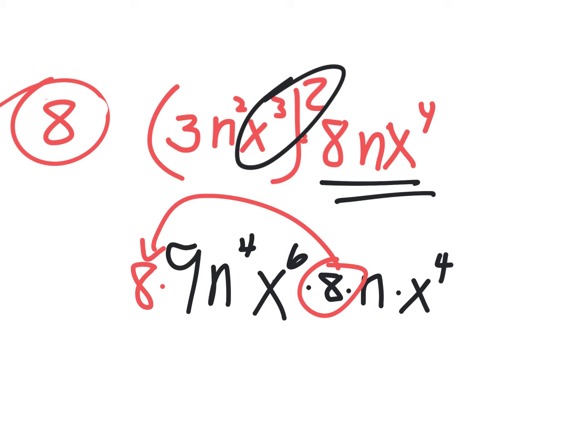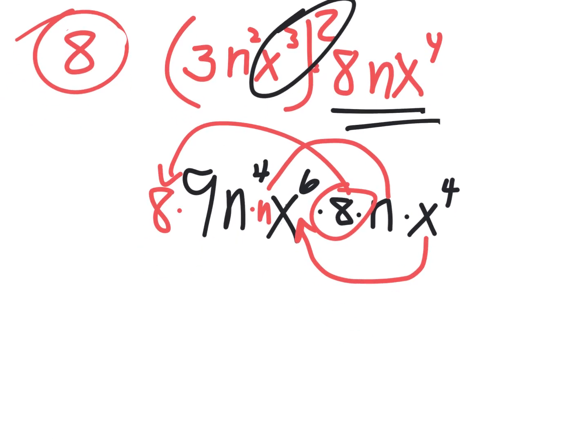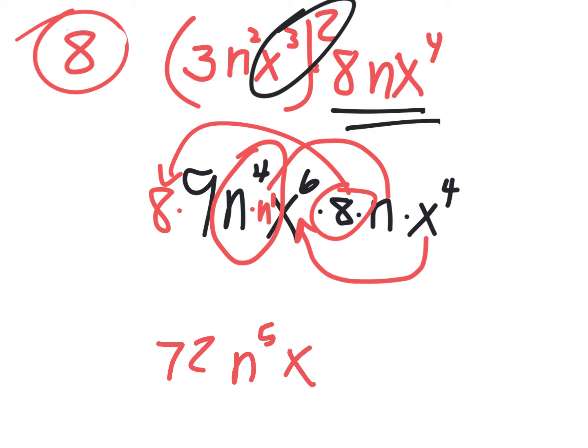So I'm going to move those there. I'm going to move the n's next to the other n's, so I'll just say times n. And I'll move the x to the fourth. Well, I think you can imagine I could put it right there next to the x to the sixth. And then my final answer would be 72 n to the, is that the kind where I add the powers or multiply the powers? Add them. So n to the fifth. And the last one is x to the 10.